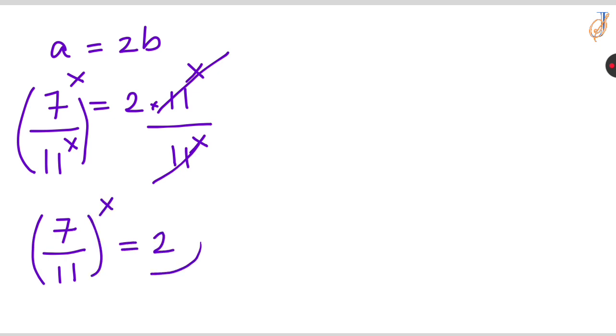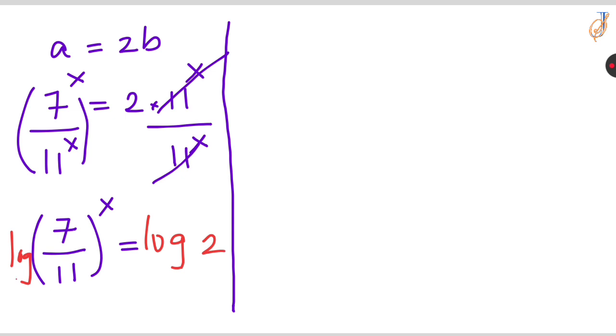Here the RHS value is not 1. If it is 1, we can say that x equals 0, but here the value is 2. So that means we need to do a few more steps. Our goal is to find the x value. Whenever x is in the exponent, we need to take logarithm on both sides. That is the easy way to solve x. So take logarithm on both sides.